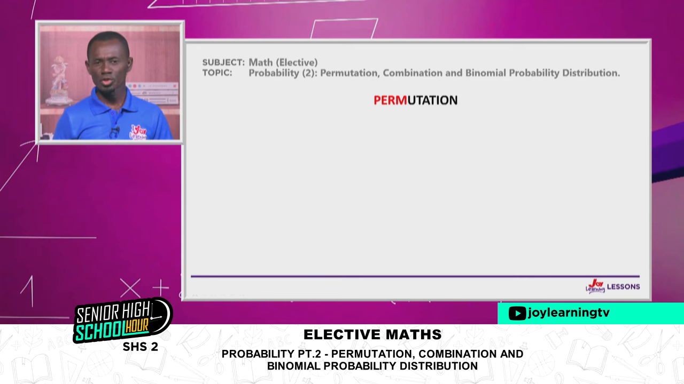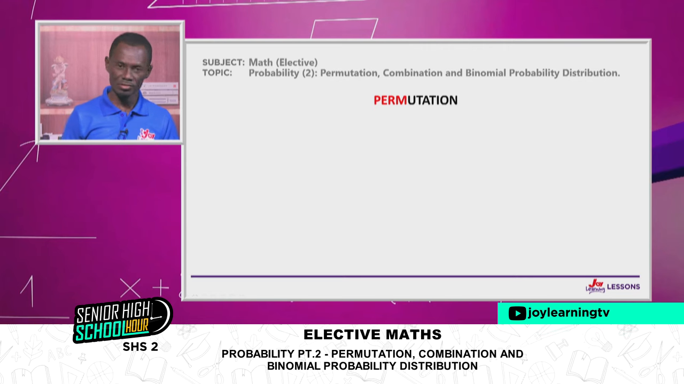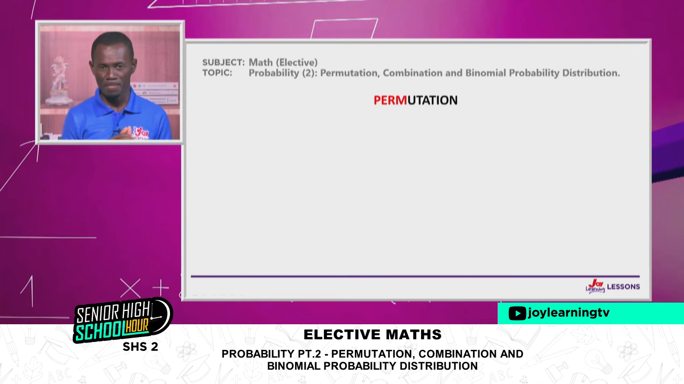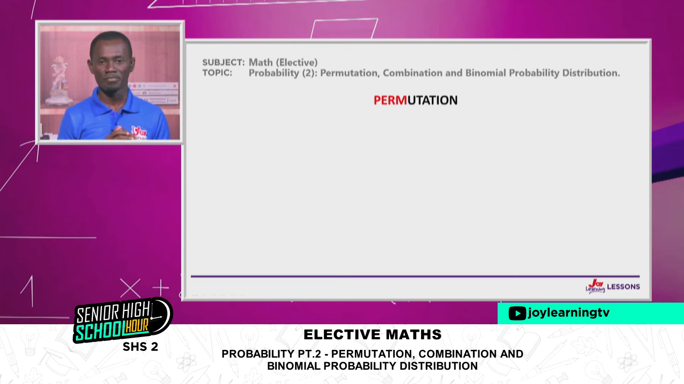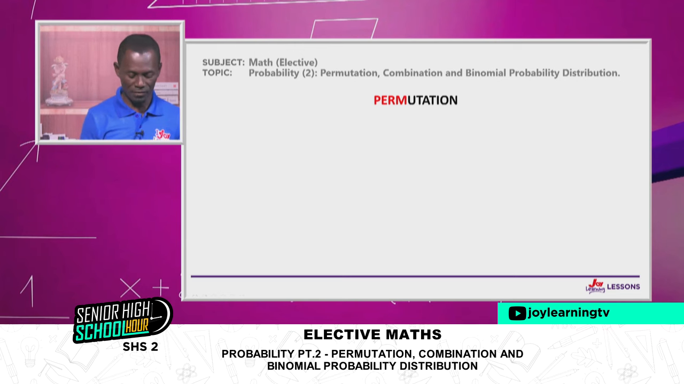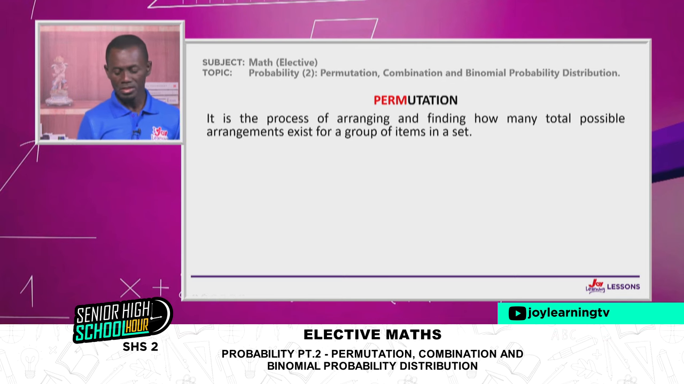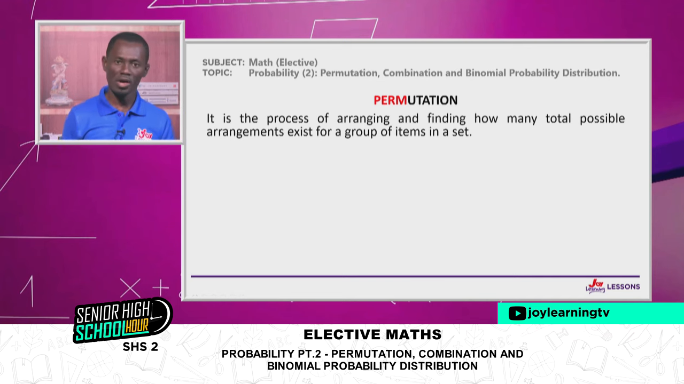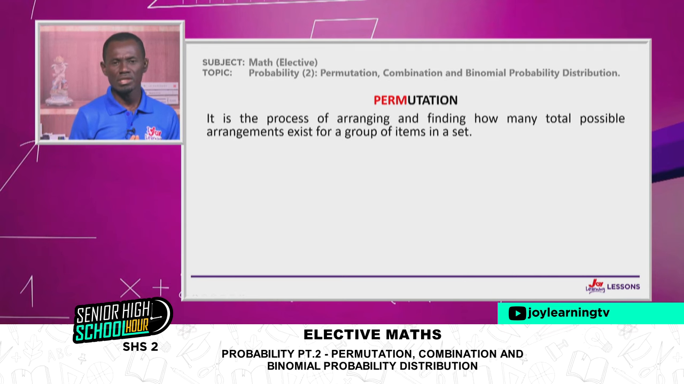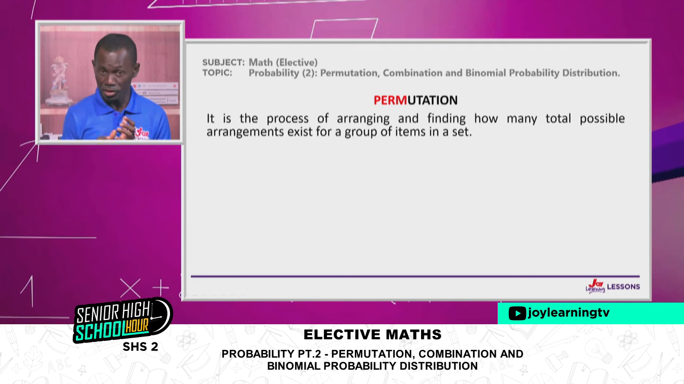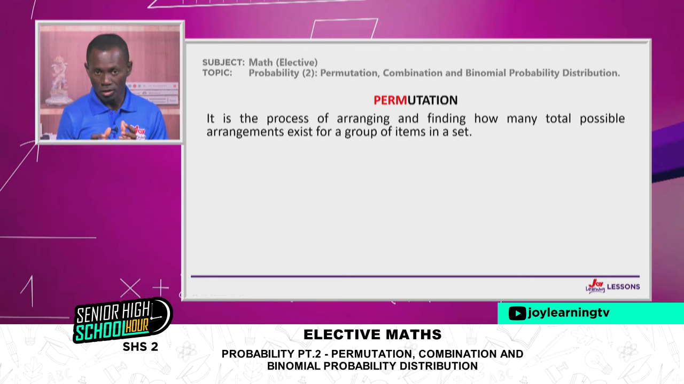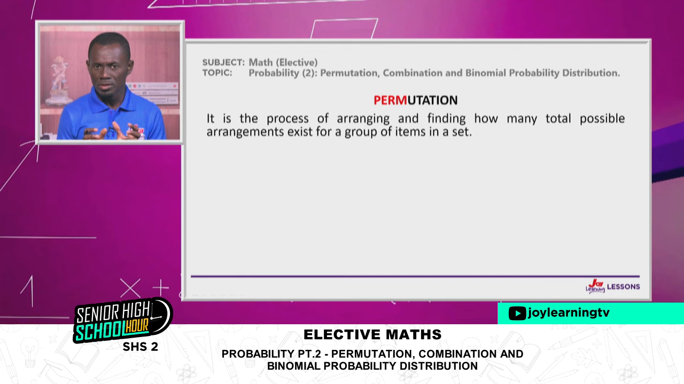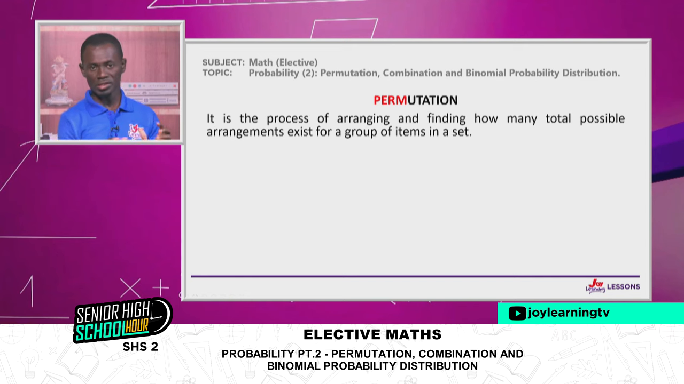Well, I'm not too sure you've heard something close to permutation unless you deal with the lottery. If you deal with the lottery, then maybe you have an idea of perming. They usually shorten it to perm. Permutation, by definition, is the process of finding the possible arrangements that exist for a group of items in a set. If we have a group of items in a set and we want to see how many possible arrangements we can have, especially if those arrangements are in order, then we have a permutation. So a permutation is an arrangement of things taking order into consideration. It is an ordered selection.